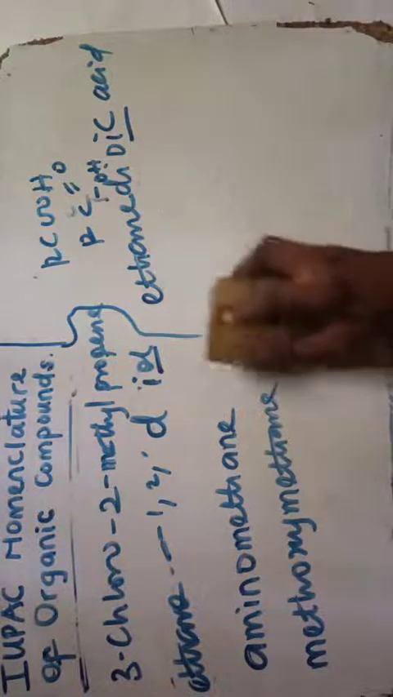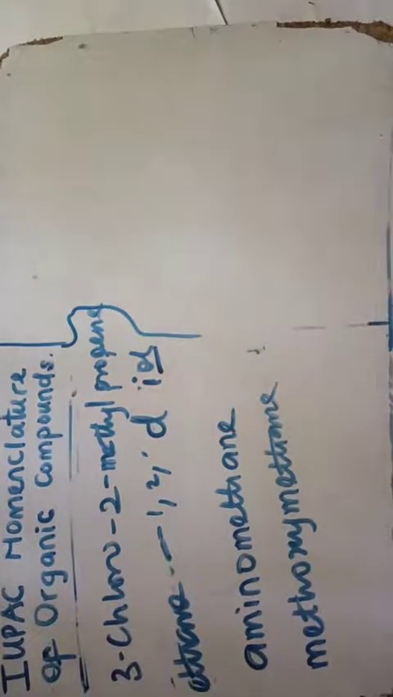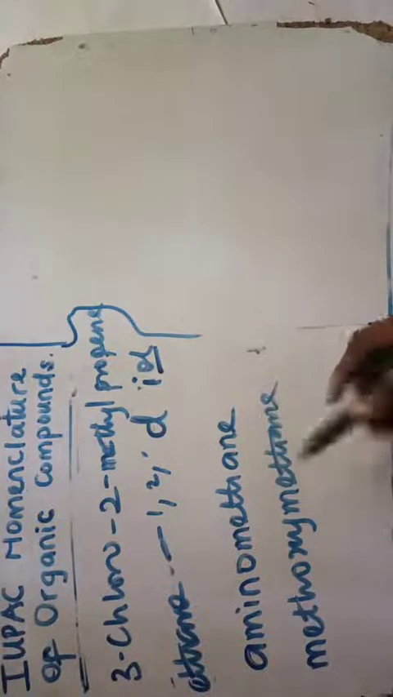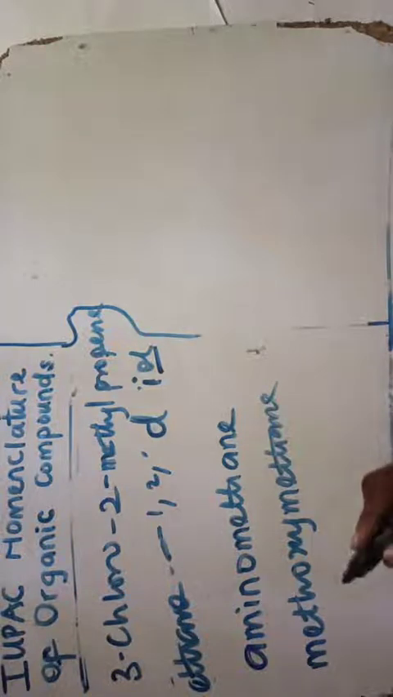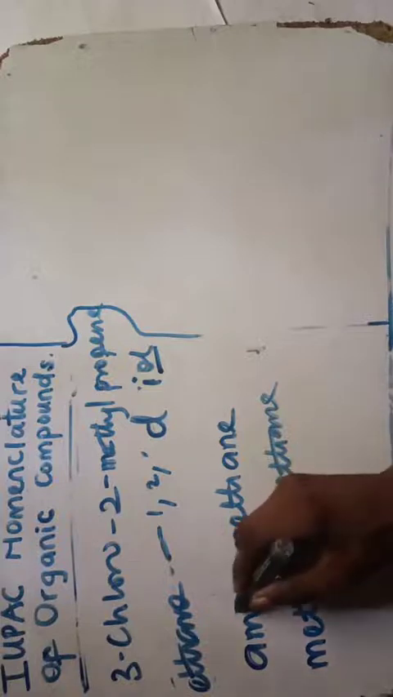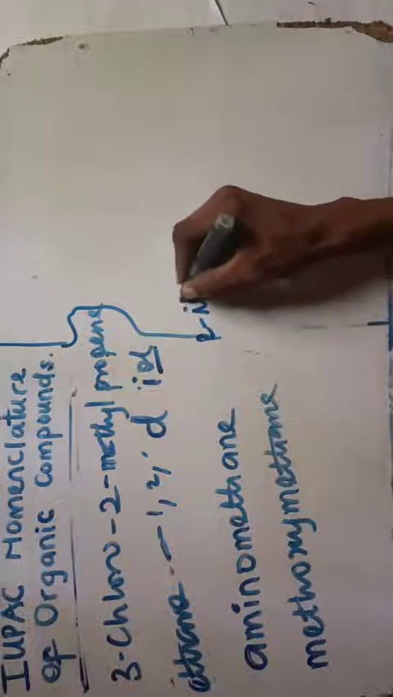So the next thing we consider is aminomethane. Aminomethane is also not really hard, but the next thing you do is consider the functional group. The functional group here is what? Here we have amino. So you need to identify your amino as what? R and NH2, don't forget.